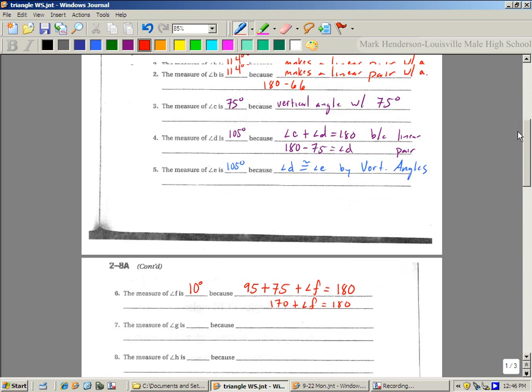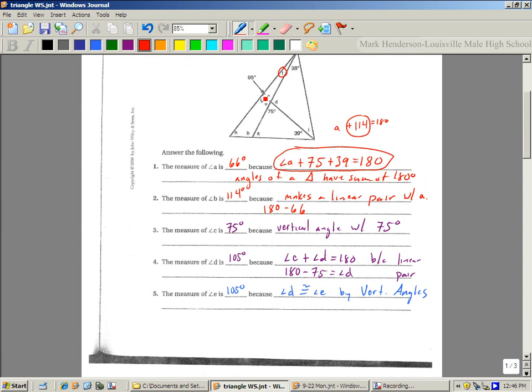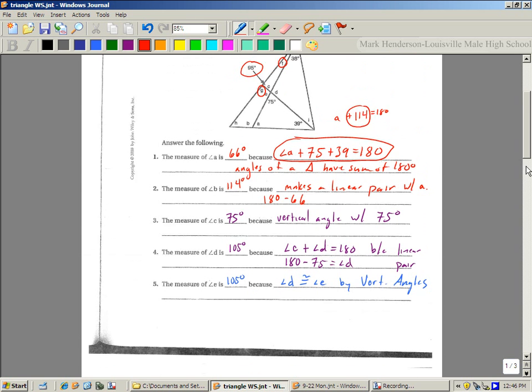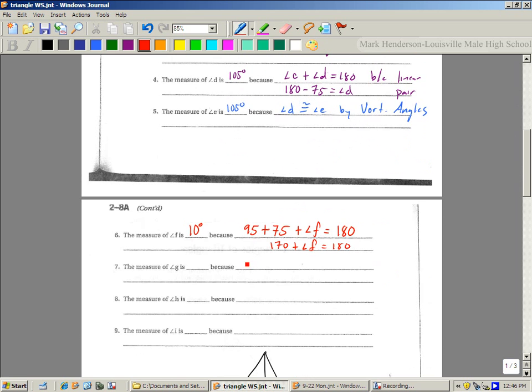The next is angle G, which is right here. It is a linear pair with this 95. That means that G is 85 degrees. Everybody following me so far?